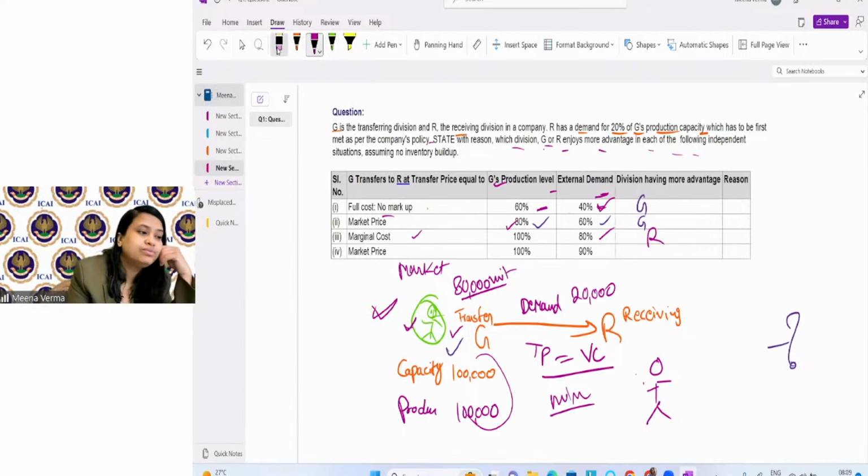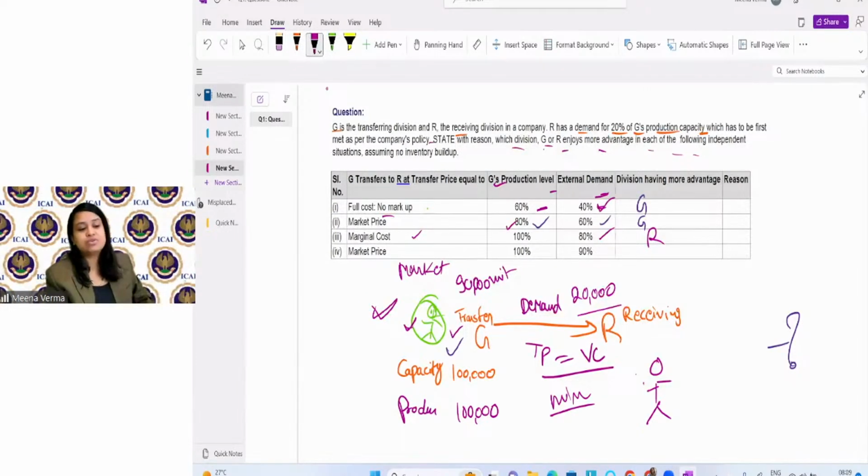Okay, the last scenario: 1 lakh production, and he's selling 90,000 units outside, but there is a demand of 20,000 units. He has to interrupt his production for R. Now the transfer price is set at market price, so this is his minimum expectation. He will not be happy, because he's already earning the profit. He was already selling the product at market price. There is no profitability for him.